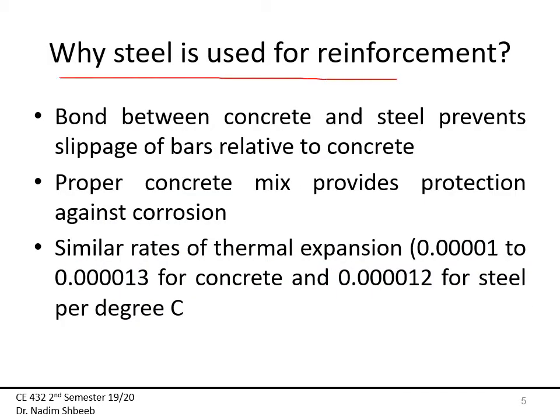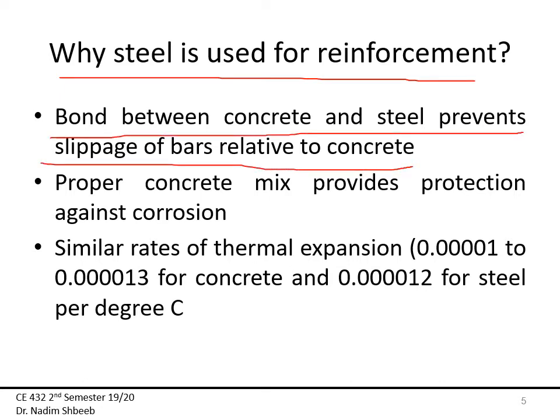So why do we use steel for reinforcement? Why not aluminum? Why not some other type of reinforcement? There are some reasons for that. First one is the bond between concrete and steel prevents slippage of the bar relative to concrete, so there's a good bond between the two of them. The concrete obviously provides protection against corrosion to steel, and that's more of a benefit for the steel.